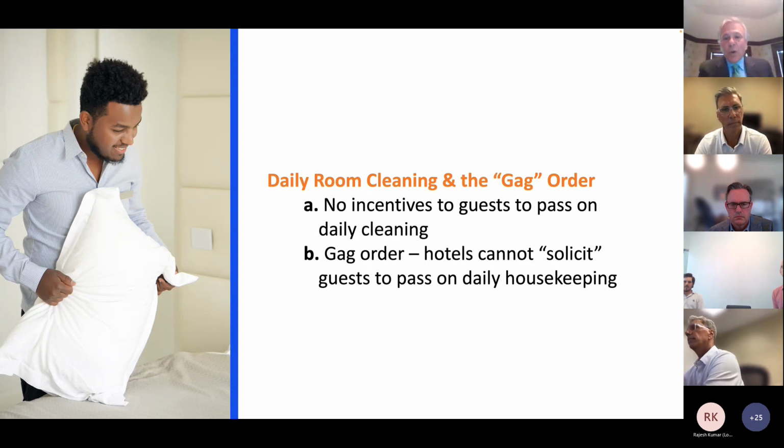Then what I've called the gag order. This law requires each hotel to clean every room every day unless the guest affirmatively tells you, without any solicitation, meaning your front desk people can't ask, that the guest doesn't want daily housekeeping. You can't provide points, you can't provide a financial incentive for your guests to pass on daily housekeeping.